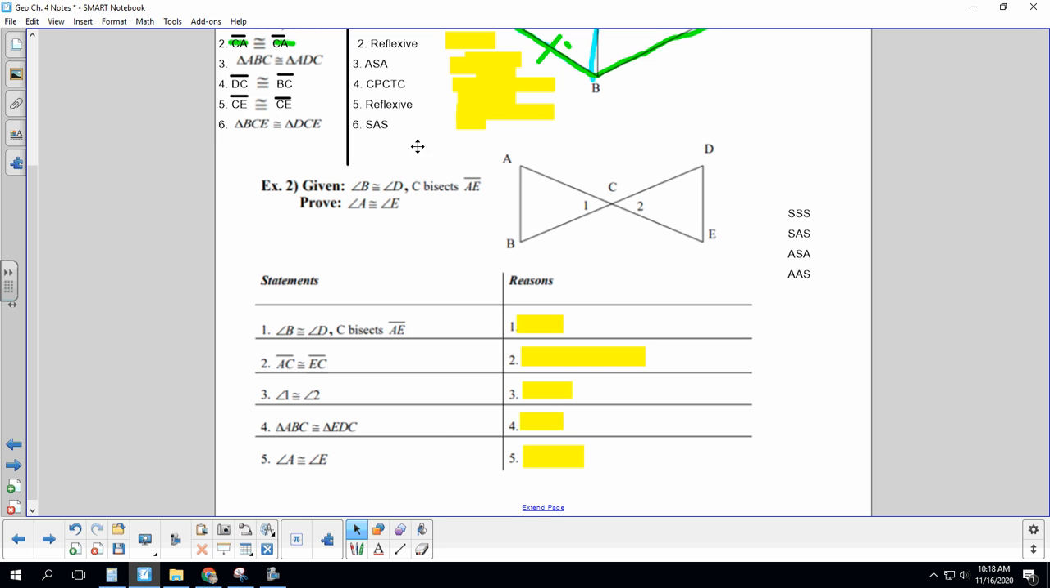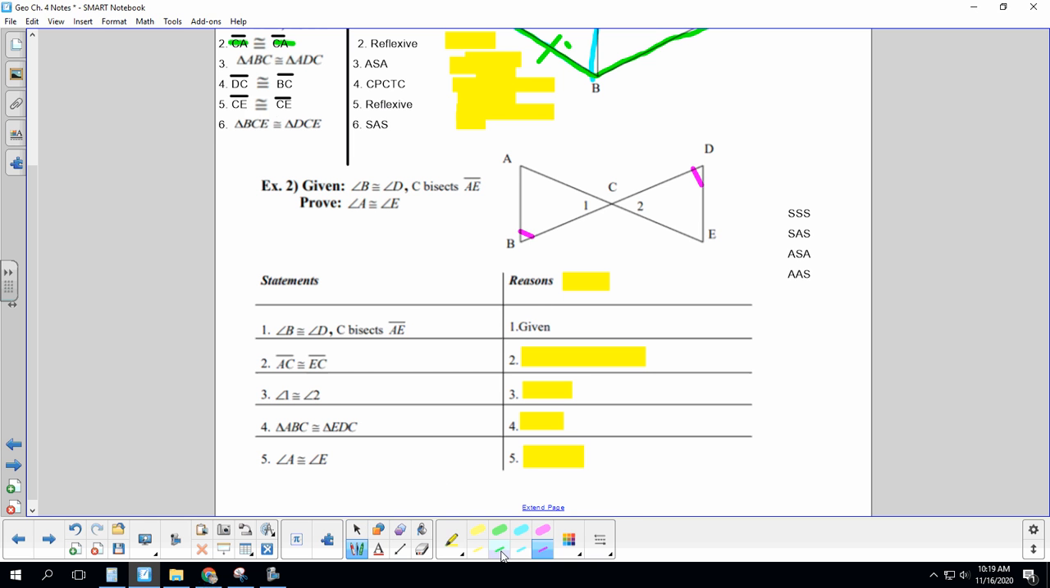Okay, so let's look at example 2. We are given that angle B is congruent to angle D, and that C bisects AE. So AE is this whole thing. C bisects it, and we will pop that in just a minute. We'll draw on it. Okay, so angle B and angle D and C bisects AE. That is always going to be given. This is your free points. You always know that the top one is going to be given.